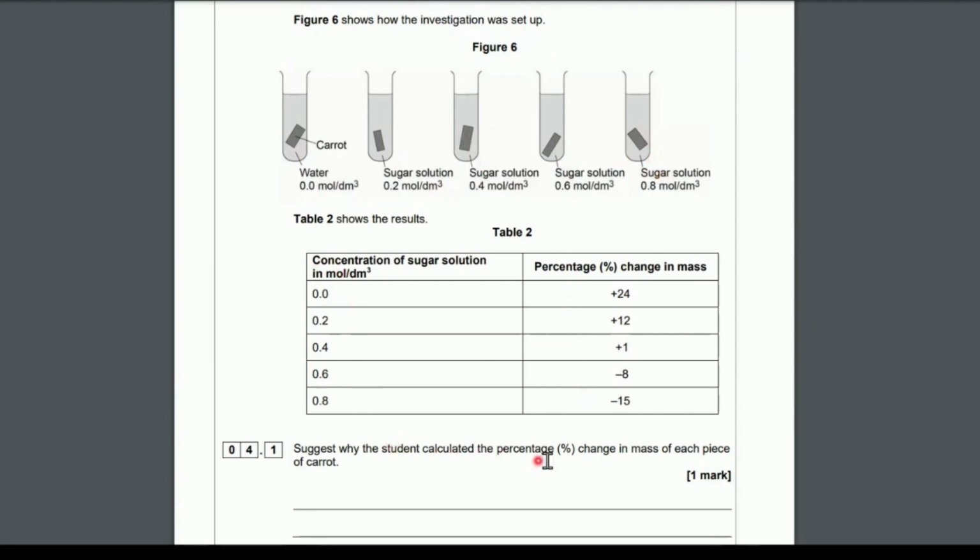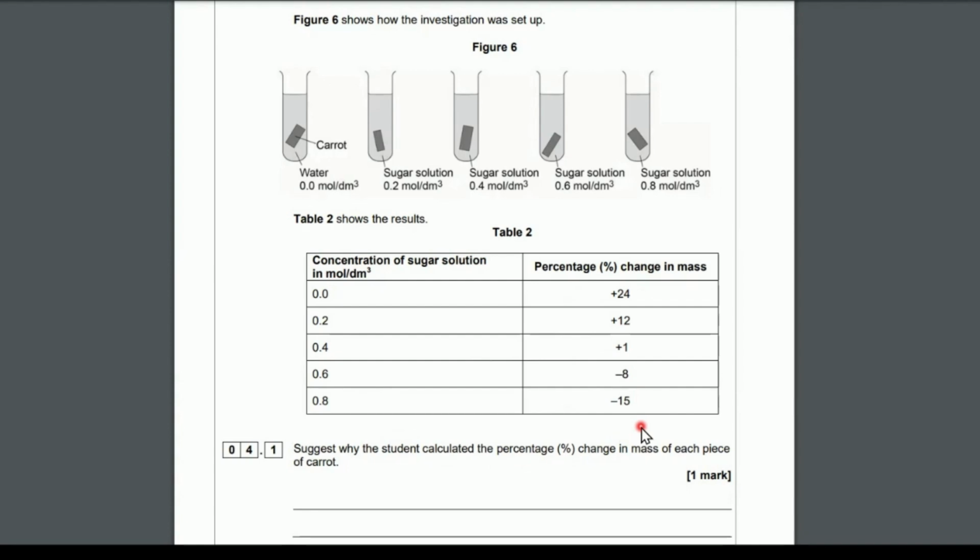Suggest why the student calculated percentage change in mass of each piece of carrot, 1 mark. When you start off and cut all your carrots, you make sure they're the exact same length, same width, the same size. However, what you can't control is the number of cells, the density of the cells, how much glucose, carbohydrate, protein is in each cell. You could cut 2 bits of carrot absolutely identical in shape and size, but they're going to have different masses because you can't control the internal contents of the cells, which means the carrots will have different starting masses.